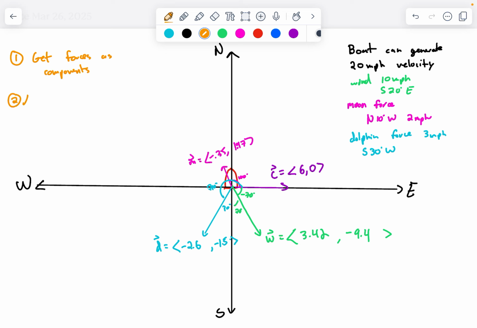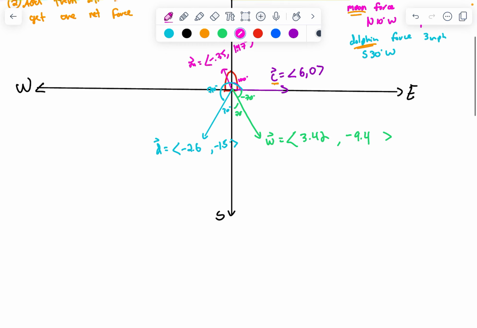And then add them all to get one net force. So all this stuff is all in the environment. We've got wind, we've got current, we've got moon gravity, we've got dolphins, we've got all kinds of stuff acting on this boat. But the beauty of vectors is we just add them all up and we get one net force. So all we have to do is say, we can take our current force plus our wind force plus our moon force plus our dolphin force. We can add all this up.